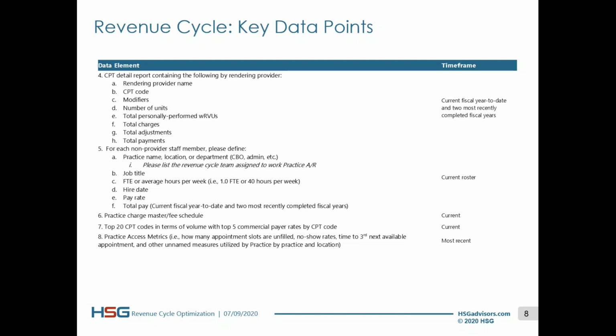But then you can see some of the other items we're going to get into and look at, staffing levels within the CBO and the practices, to understand how that might be a hindrance on the revenue cycle function. We talked about the charge master or fee schedule, as well as payer rates, and then some of the access metrics that you might want to look at as well. No-show rates we talked about, third next available appointment, and those sorts of things.